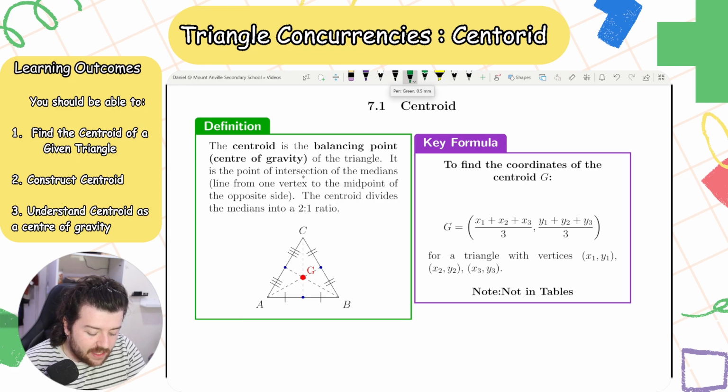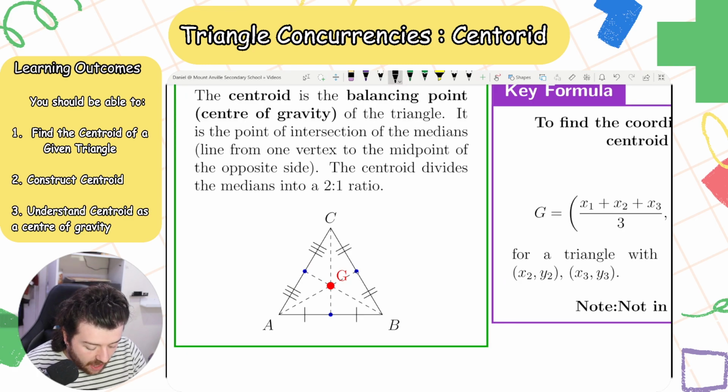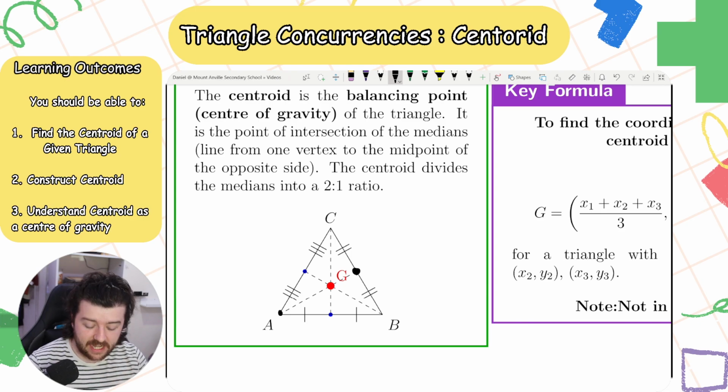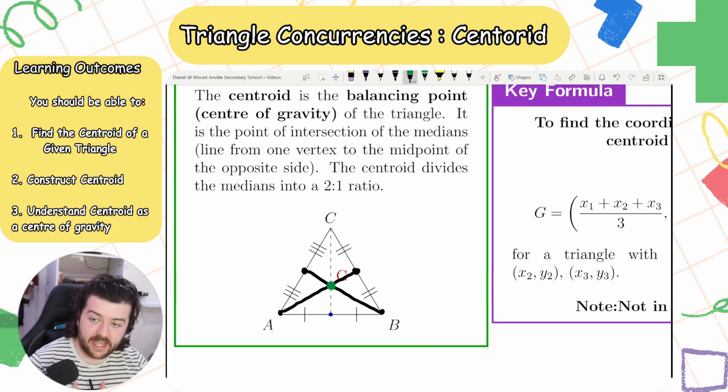So you find the centroid. It is the point of intersection of the medians, right? The median is just a name given to the line from the midpoint of one side of the triangle to the opposite angle or opposite vertex. That's one median. And then this is another median. And the intersection here is my centroid.